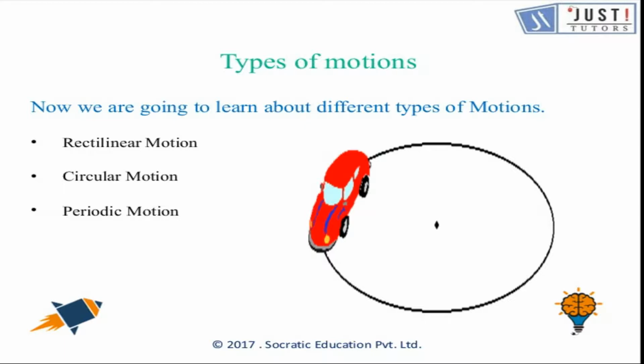So now we are going to learn about the different types of motion performed by bodies around us. The first one on the list is rectilinear motion. We've got circular motion and then periodic motion as well. So let's learn about rectilinear motion first.